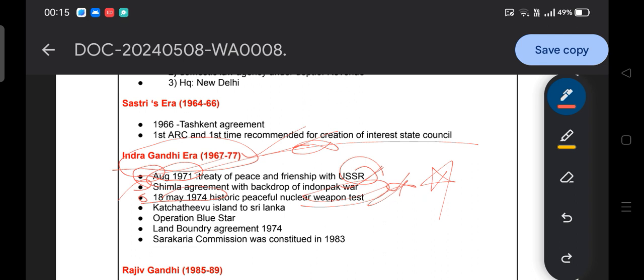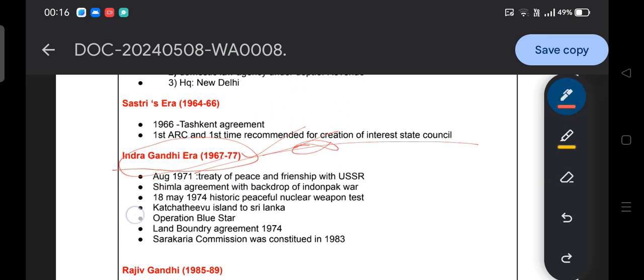Then moving to the next, which is very important: Kachchatheevu Island to Sri Lanka. It is in the news right now, the controversy with respect to the island. During the time of the Indira Gandhi government, the Kachchatheevu Island was given to Sri Lanka in 1974. Very, very important. They can simply ask the question: the Kachchatheevu Island was provided to Sri Lanka under which government? It is the Indira Gandhi government. Very, very important, because they can ask questions related to things in the news, okay.